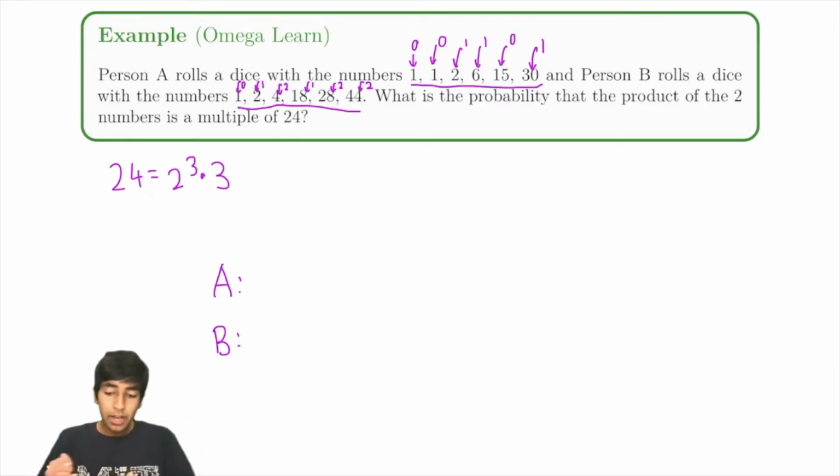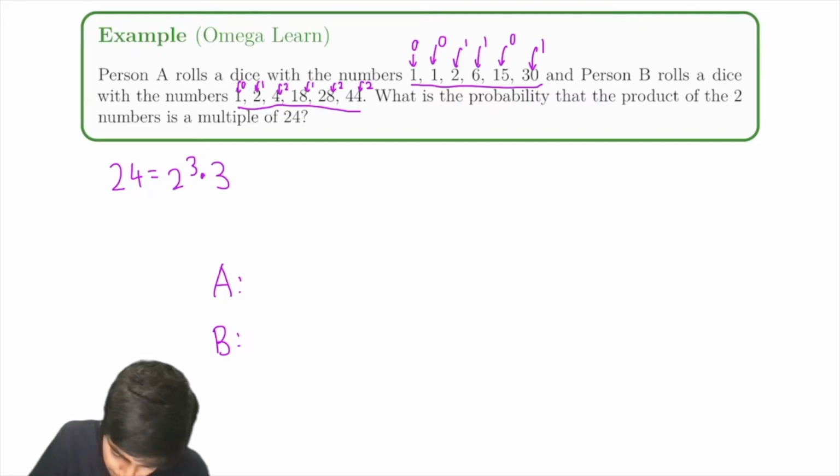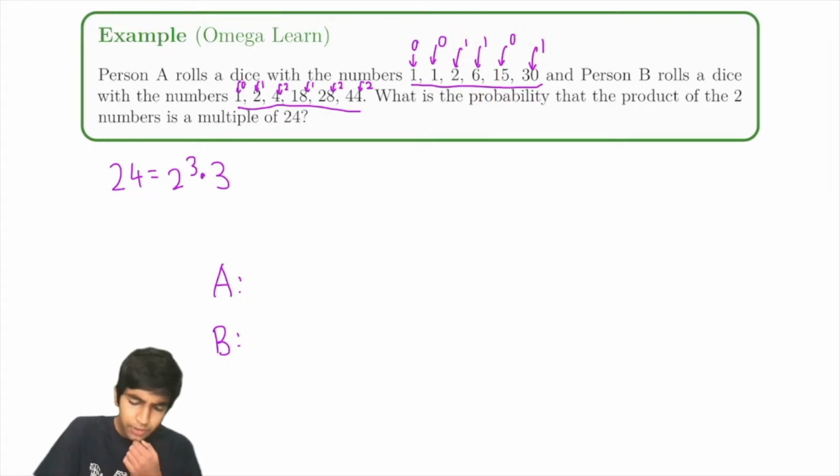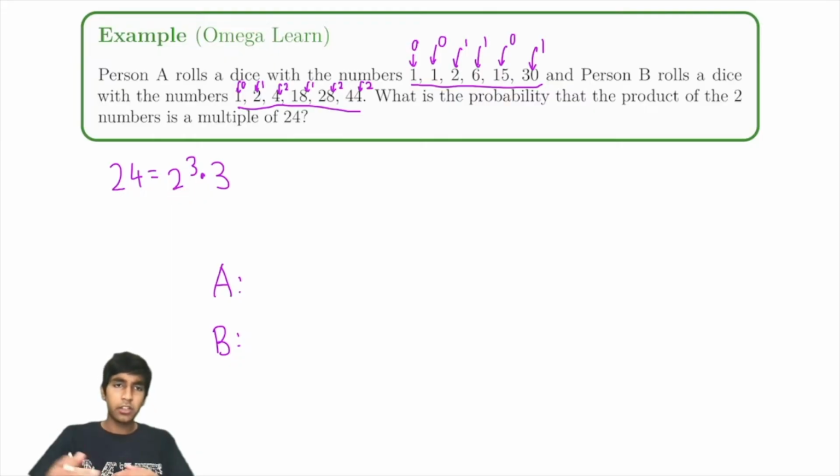In total, the product must have 3 factors of 2. But if you look here, the maximum number of factors of 2 from the second dice is 2, right? We can't have 3 factors of 2 for just person B's dice. So 2 factors of 2 is the maximum for person B's dice roll. And for person A's dice roll, 1 factor of 2 is the maximum. Oh, but we need 3 factors of 2 total, the product.